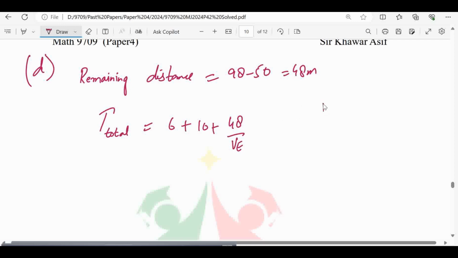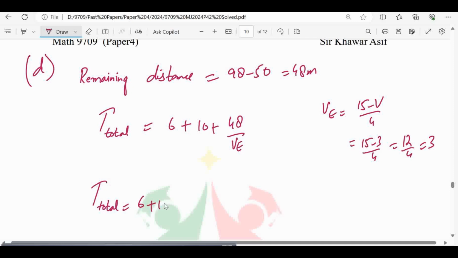So let's find out the value of VE. VE was, initially, 15 minus V divided by 4, so 15 minus 3 divided by 4, which means 12 by 4, which means 3. So the total time is equal to 6 plus 10 plus 48 by 3, and if we simplify it, this will be 6 plus 10 plus 16. So 32 seconds will be the final answer.